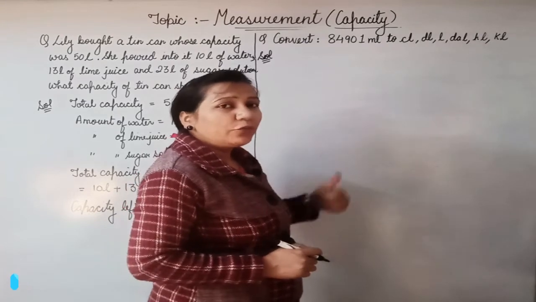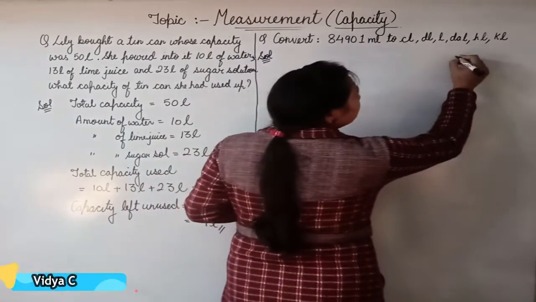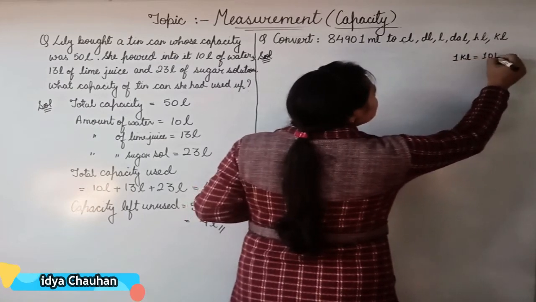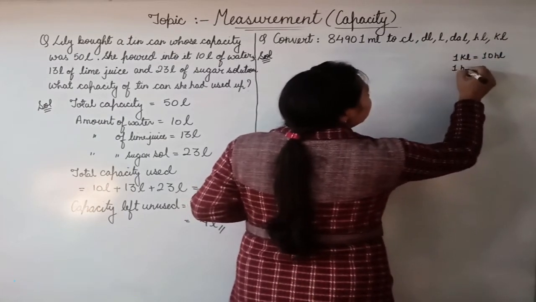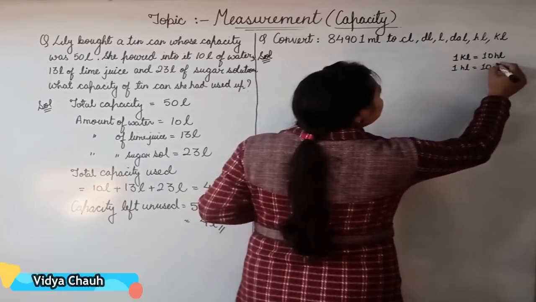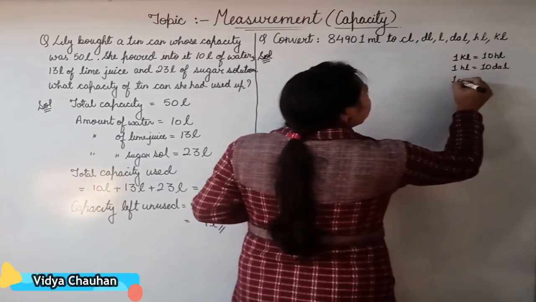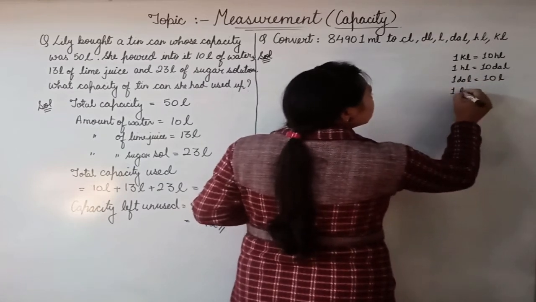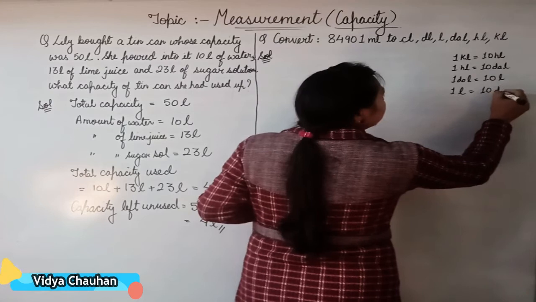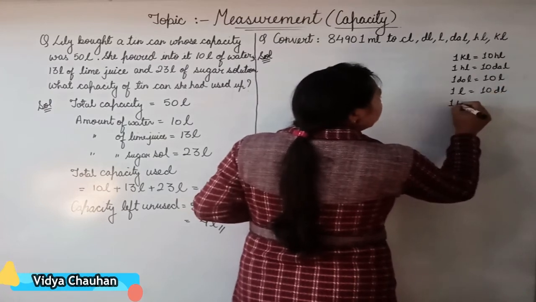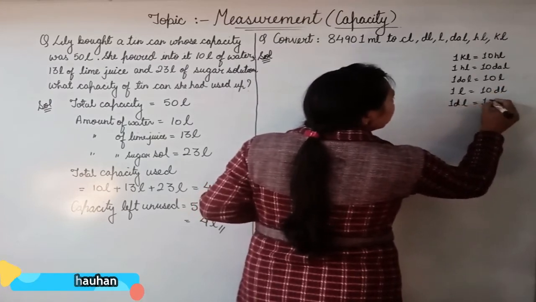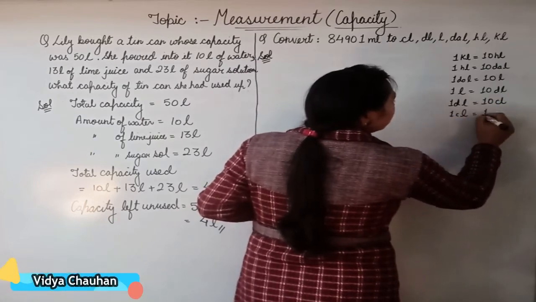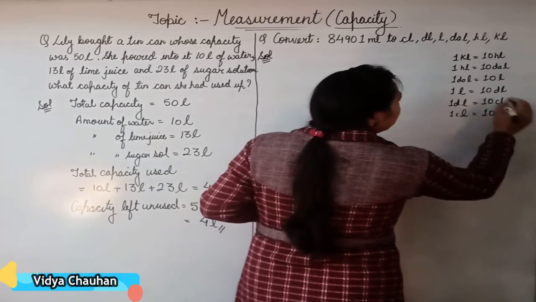Now once again, for better understanding, I'll be writing the conversion table here for you all. So 1 kiloliter is equal to 10 hectoliter. 1 hectoliter is equal to 10 decaliter. 1 decaliter is equal to 10 liters. 1 liter is equal to 10 deciliter. 1 deciliter is equal to 10 centiliter. And 1 centiliter is in turn equal to 10 milliliter.